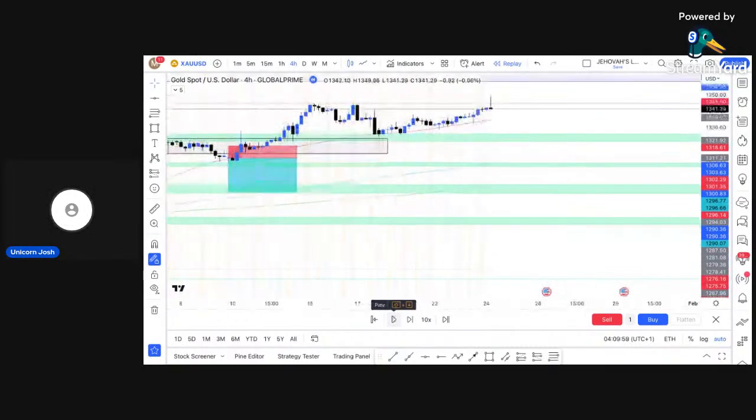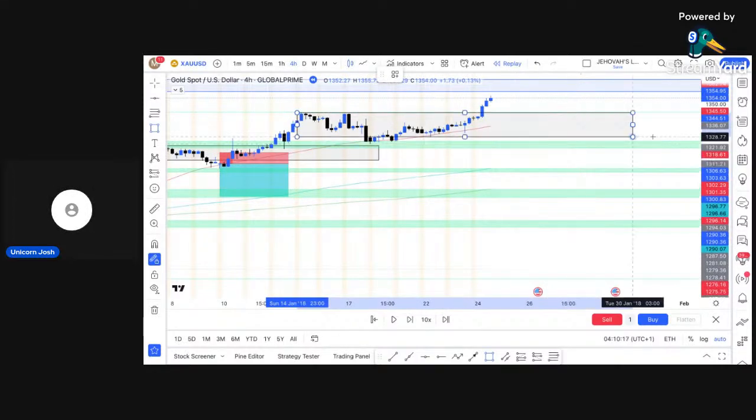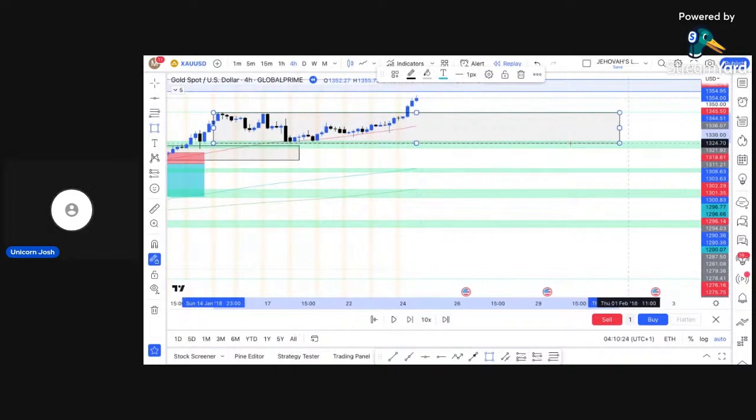So the market is ranged in this area, although I'll find it a bit okay. I have one, two touches here. I have one, two touches here. Okay, I think this is fair enough for a range. So I've trapped that range into that box.